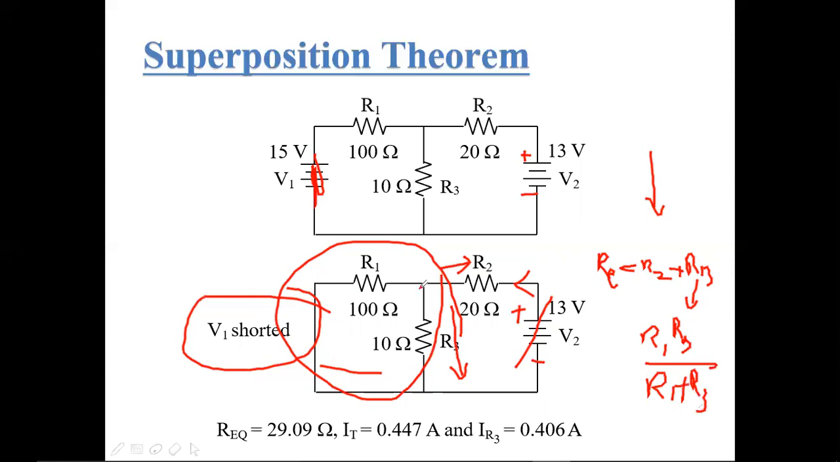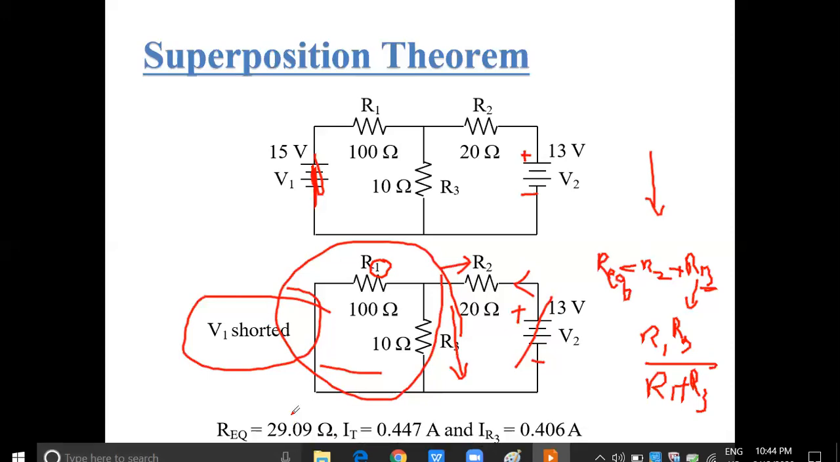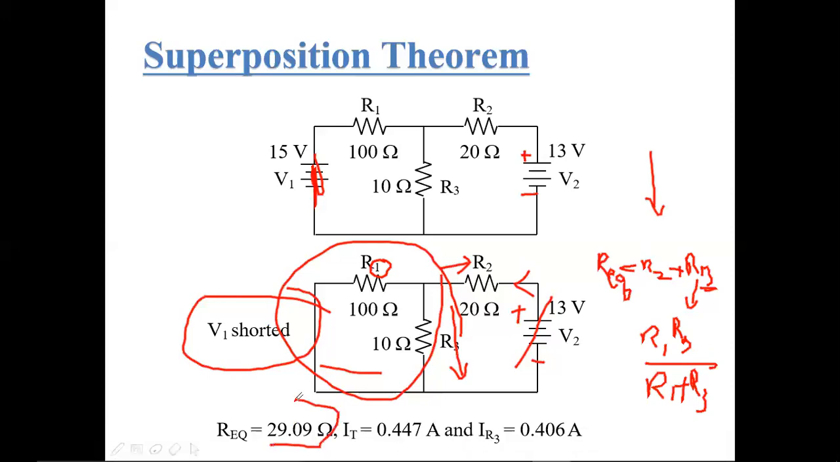Just substitute the values. Here you are maintaining the suffixes 1 and 3, which are in parallel, R13 equals R1 R3 by R1 plus R3. That is R equivalent, meaning the equivalent value of resistors. This R13 is in series with R2, then the total resistance of the circuit when V2 is active is 29.09 ohms. Now you know the value of voltage and total resistance.